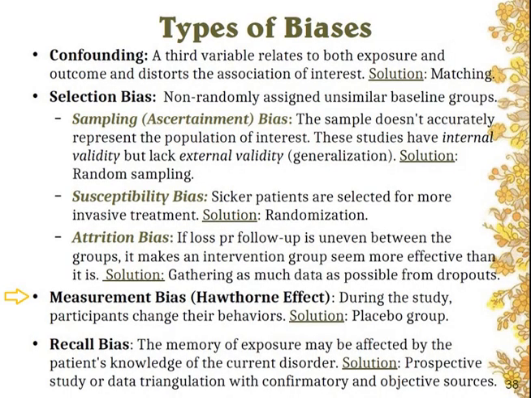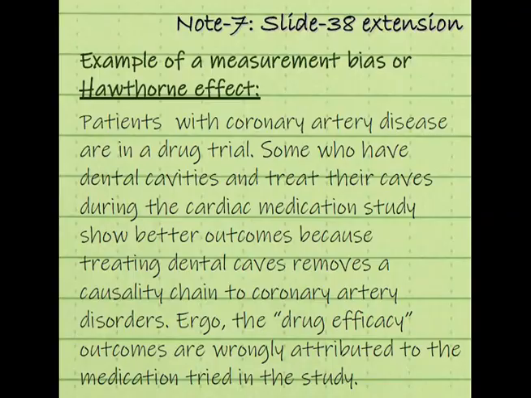Measurement bias or Hawthorne effect takes place when participants change their behaviors during the ongoing study. Example, patients with coronary artery disease are in a medication trial. Over the course of the study, some who have dental cavities treat their caries and the hidden dental inflammation. These particular patients are having better outcomes in the coronary disease study because treating their dental caries removes a causality chain to cardiac disorders. But these good outcomes are then wrongly attributed to the medication studied in the trial.